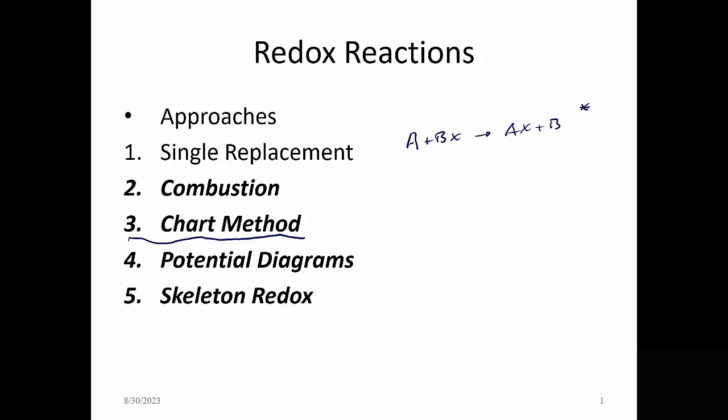And so combustion is just combustion of organics. This is already discussed. So single replacement is a chapter 5 thing. Combustion, I think, was chapter 3. And so I'm going to spend my time talking about the chart method mostly. Skeleton reaction redox was chapter 5. And so let's take a look at the chart method here.